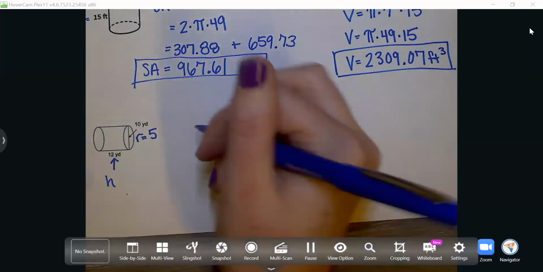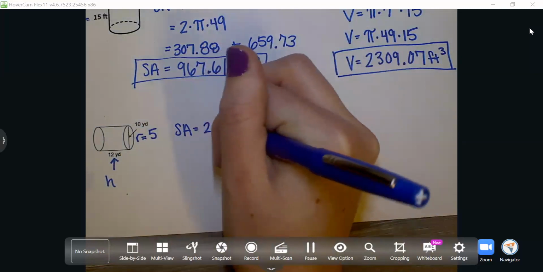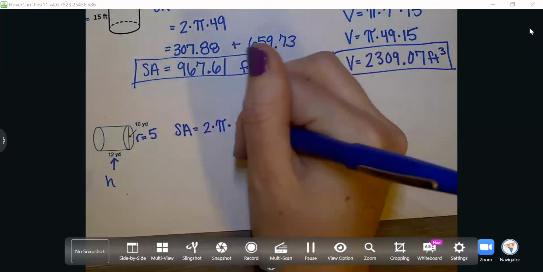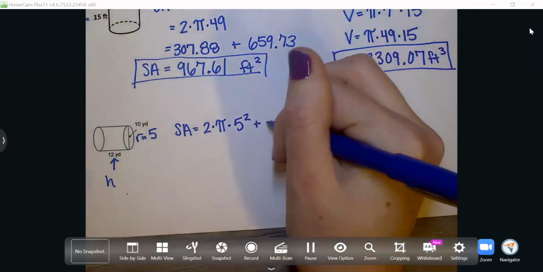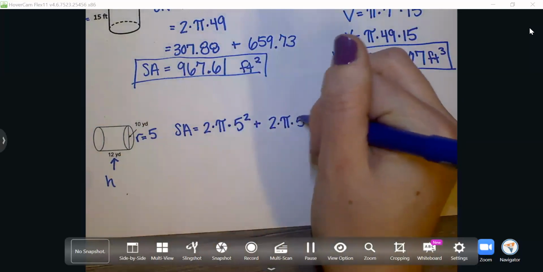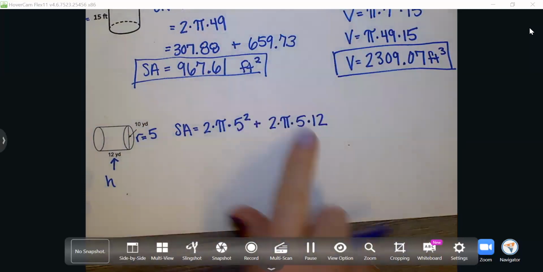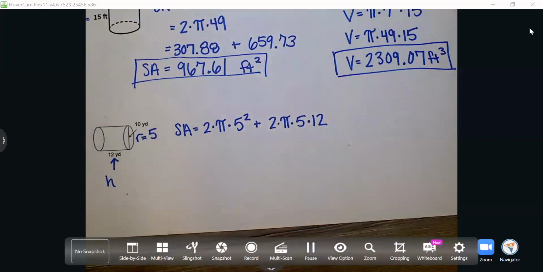So when I'm plugging into my calculator, surface area, I have 2 times pi times my radius squared is not 10 squared, it's going to be 5 squared. 2, then the other part of it, 2 times pi, my radius is 5 and my height is 12. You will need to plug that in the calculator, answer that on the next slide, as well as solving for the volume.